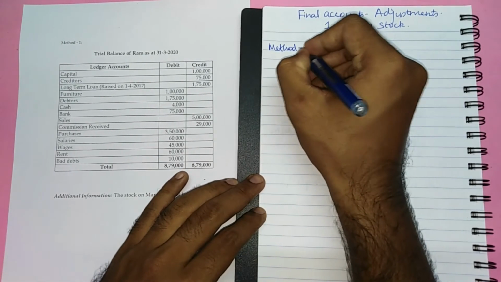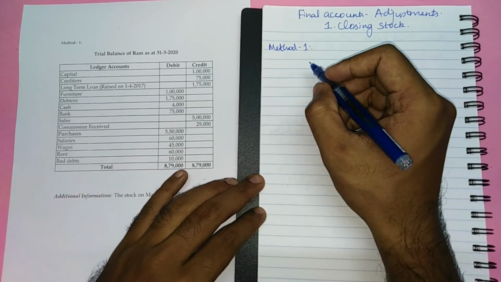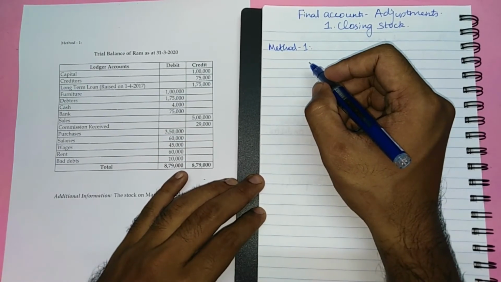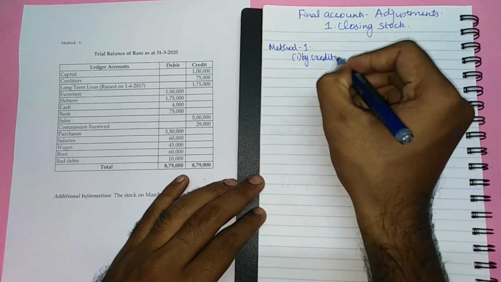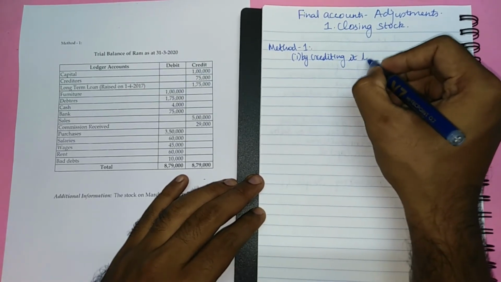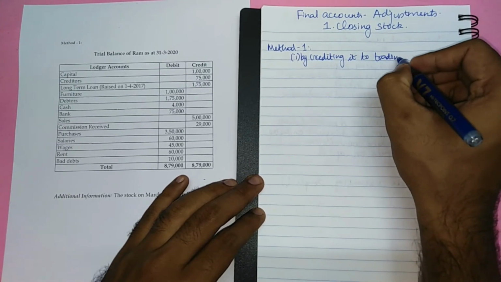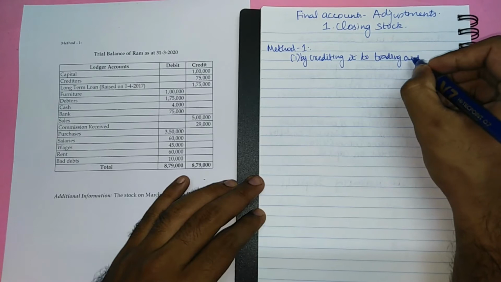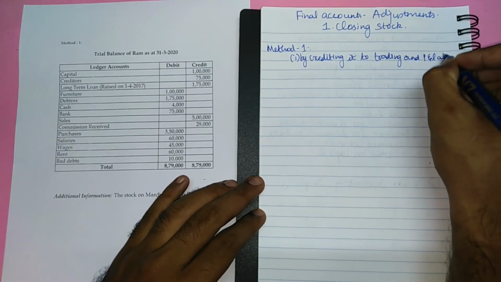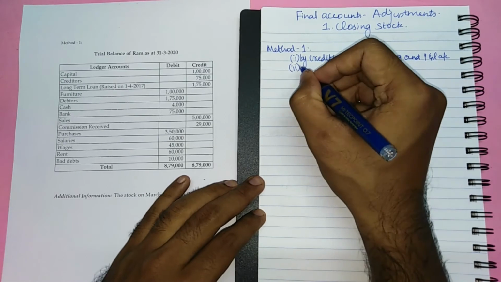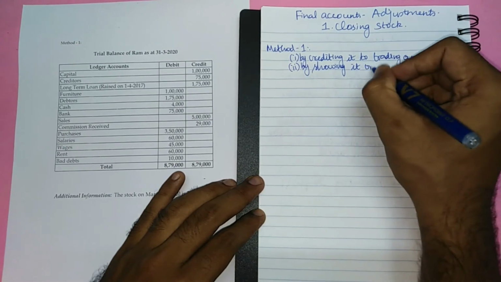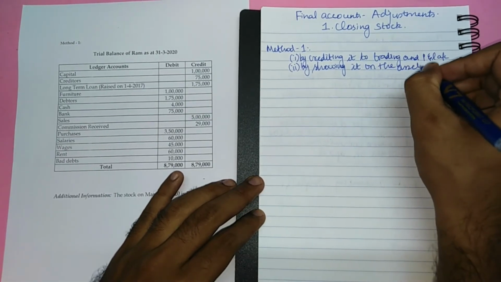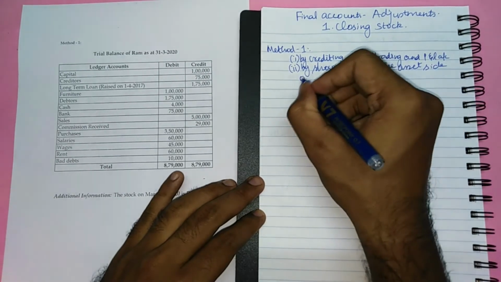Method 1. In this method, closing stock is adjusted by crediting it to trading and profit and loss account, and by showing it on the asset side of the balance sheet.